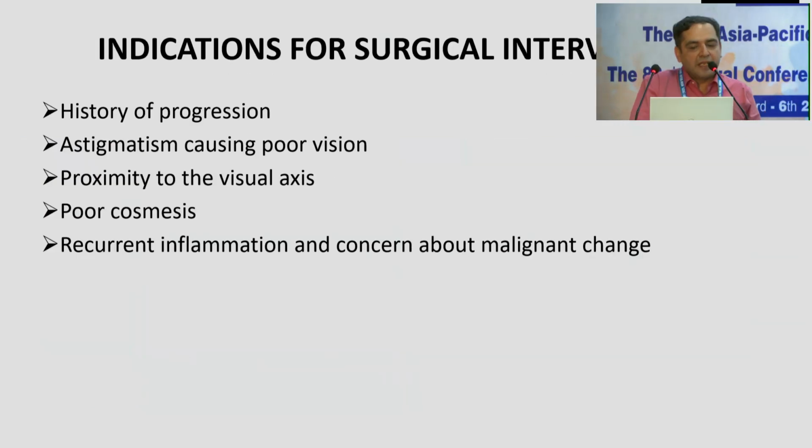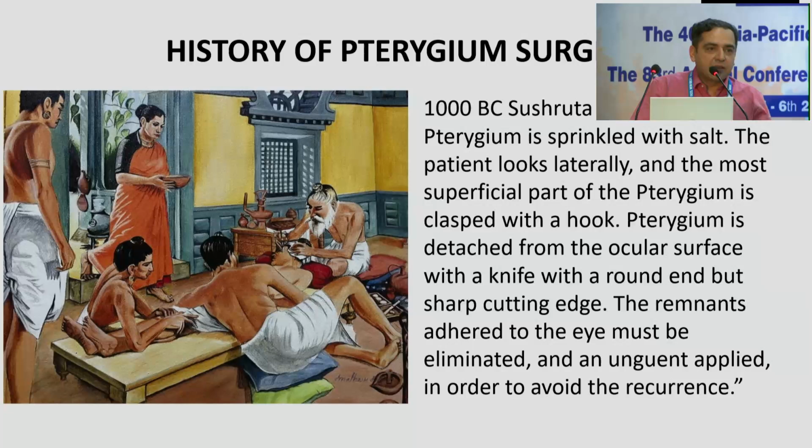Now comes the indications for surgical intervention: history of progression, astigmatism causing poor vision, the proximity to the visual axis, poor cosmesis, recurrent inflammation and concern about a malignant change. The history of pterygium surgery dates back as far as 1000 BC, where Sushruta describes that the pterygium is sprinkled with salt, he looks laterally, it's clasped with a hook, and it's detached from the ocular surface with a round end knife and a sharp cutting edge. And an unguent is applied in order to avoid the recurrence.